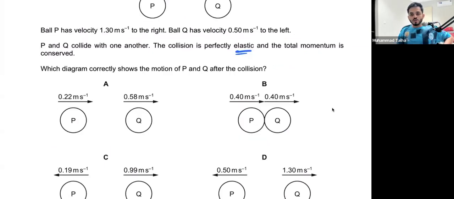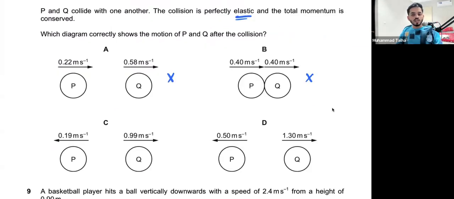In this case, if I were to do this calculation, it would be 0.58 minus 0.22, which is definitely not 1.8. 0.4 and 0.4, again, this is actually a zero relative speed of separation, because if two things are moving with equal speed in the same direction, they would not have any change in spacing between them. So relative to each other, they are not moving. That's what it means. See 0.19 and 0.99. Because they're moving in opposite directions, I would add them again. But this is not 1.8 again.